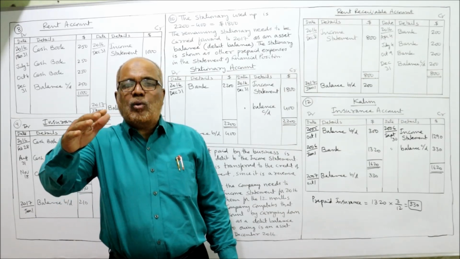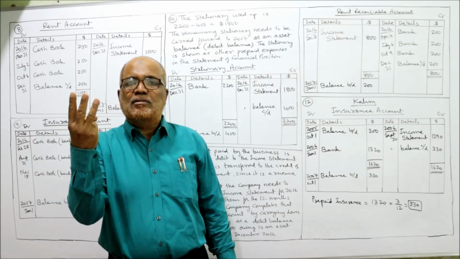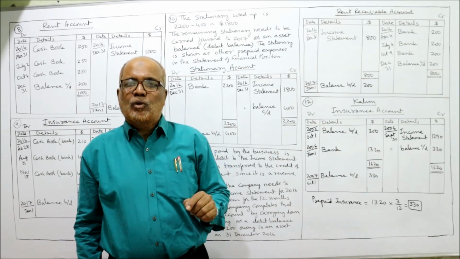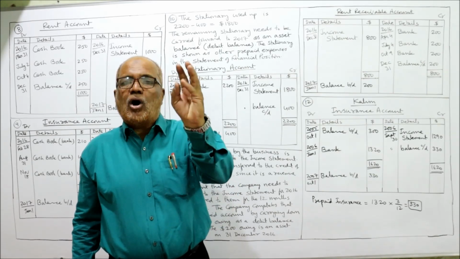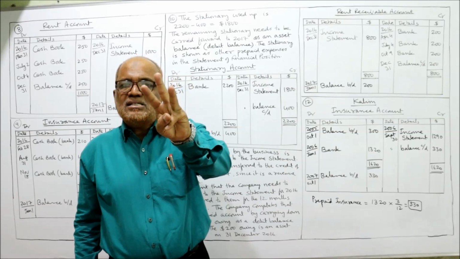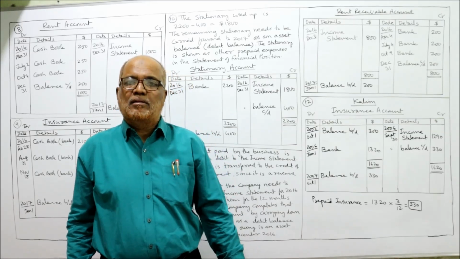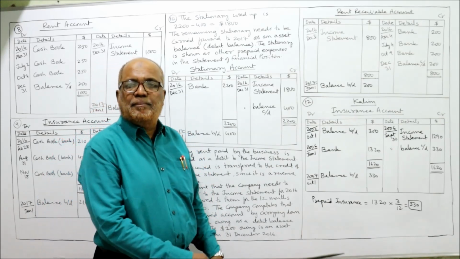So how many months are going in the next year? 3 months, because we are closing the accounts on 30th September. October, November, December. These 3 months insurance is prepaid, advance paid. So how much is 3 months premium?